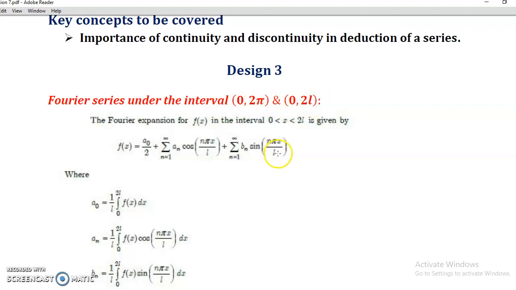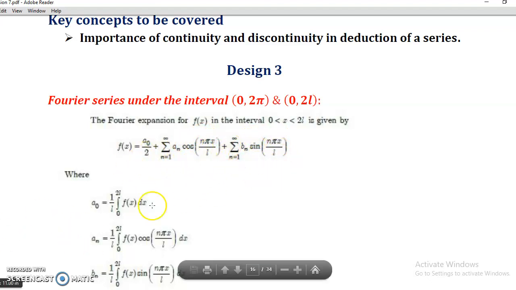In design number 1, we had the interval minus pi to pi and then minus l to l. In design number 2, we had the half range sine series, which means 0 to pi and 0 to l. In design 3, the interval is full range, 0 to 2 pi and 0 to 2l. The formula is very similar. For the interval 0 to 2l: a0 by 2 plus the sum with n varying from 1 to infinity of an cos n pi x by l plus bn sin n pi x by l. For these three Fourier coefficients, we have separate formulas.